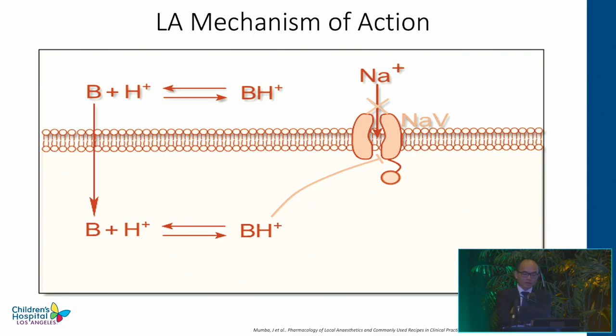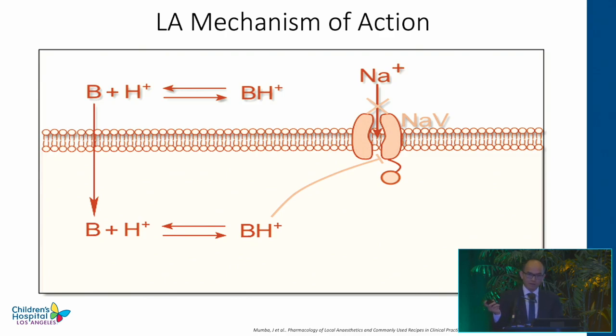So now we know that the nerve signal depends on the opening of sodium channels, right? So local anesthetics work by blocking those sodium channels from opening. And local anesthetics are weak bases. In the normal active form, it has a positive charge. So you see the letters BH, that's the local anesthetic.